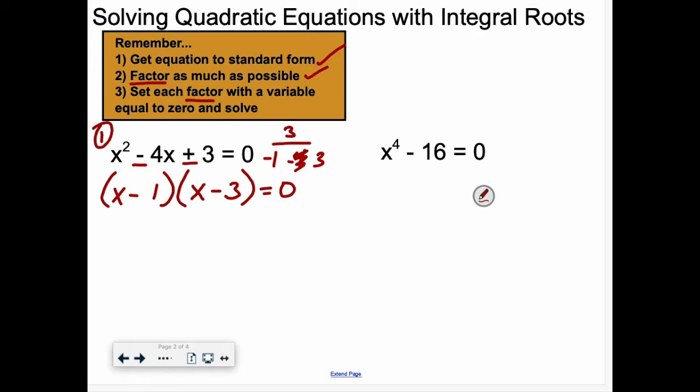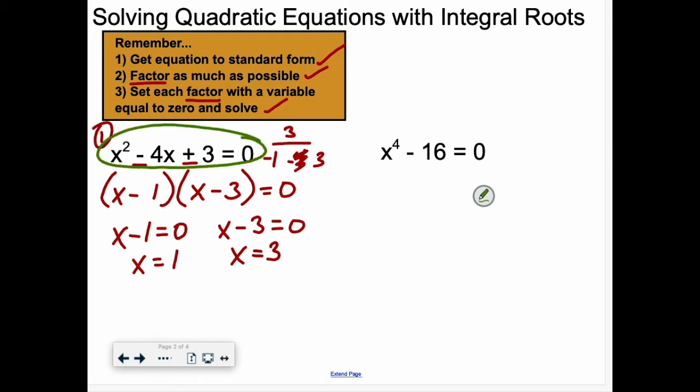Now we need to set each factor, remember, this is a factor, this is a second factor, equal to 0 by itself. And that's because of the zero product property. Two things are multiplying together and they equal 0, either one could be 0. And then we just need to solve. Well, in this first one, I'll add 1 to both sides. And the second one, I'll add 3 to both sides. And we're done. We solved. We're good to go. You could check it by graphing this in standard form. Just change this to a y. And seeing where the roots cross the x-axis. We'll check that out in a minute.